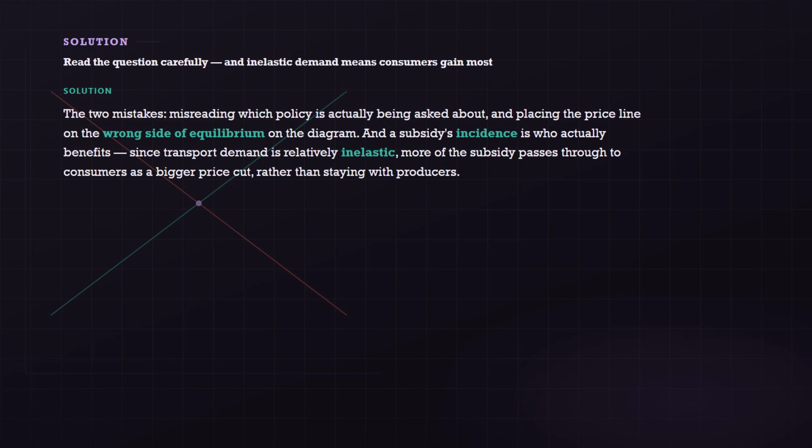A maximum price only has an effect if it sits below equilibrium, and the incidence of a subsidy is who actually benefits from it: consumers through a lower price or producers through extra revenue. Demand for essential transport is relatively inelastic, not elastic. People still need to travel even as price changes, and because demand is inelastic, more of the subsidy's benefit passes through to consumers as a bigger price cut rather than staying with producers.